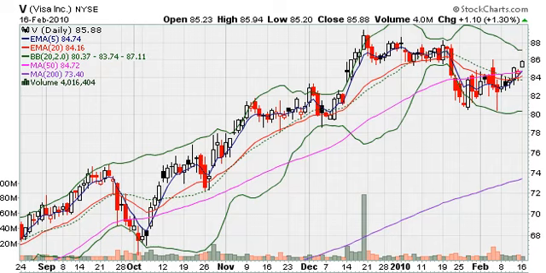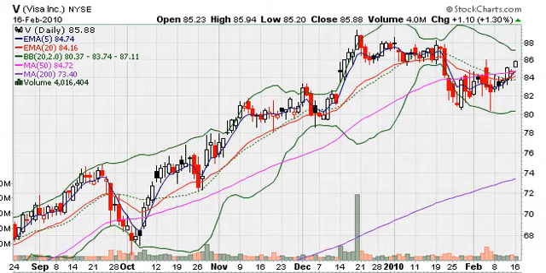Here's an example of a stock that was up today. Visa was up $1.10, up 1.3%, closing at 85.88. And you can see essentially what's been happening here. It's been pretty choppy action. So if I'm looking at a trading idea, ideally what I want to see is some conviction in the move.